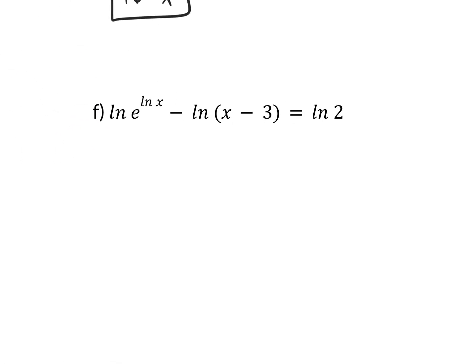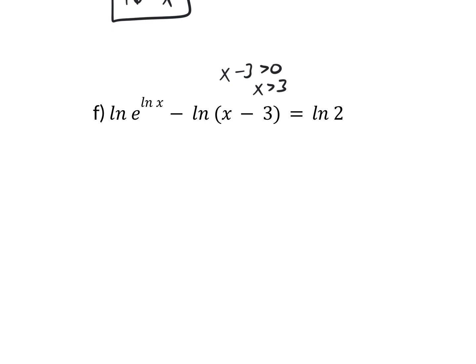All right, if I look at letter F here, we are solving a logarithmic equation. So I do need to look at my domain. I've got this x minus 3 here as my argument. So x minus 3 has to be greater than 0, or x is greater than 3. And now we can go ahead and start solving.